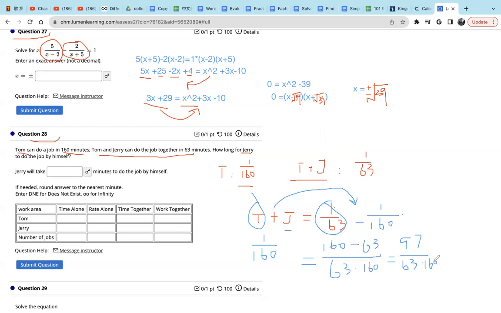You could use a calculator, or maybe you think, can I simplify the numerator and denominator? Can 97 be divided by 3? No. 97, I believe it's a prime number. So you can just punch it into a calculator to get the speed of Jerry.